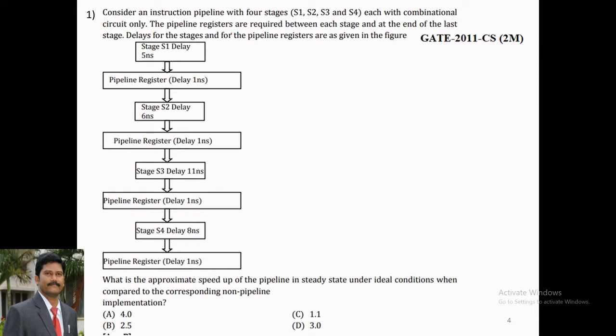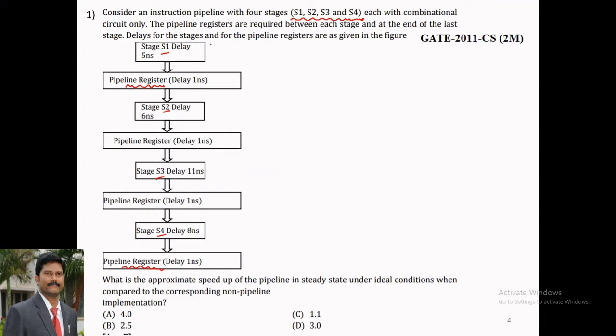All of you observe. Consider an instruction pipeline with 4 stages: S1, S2, S3 and S4, each with a combinational circuit only. The pipeline registers are required between each stage and at the end of the last stage. That means in between each stage there is a pipeline register, and at the end also there is a pipeline register.